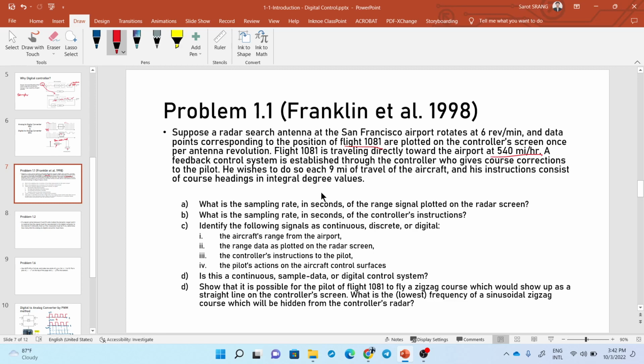Then question A. What is the sampling rate in seconds of the range signal plotted on the radar screen? 0.1. Sorry? 0.1. 0.1 samplings per second. How can you calculate? Because there are 6 revolutions per minute. Yeah, so that's one revolution every 10 seconds. So that's one sampling every 10 seconds. So 0.1 samplings per second.